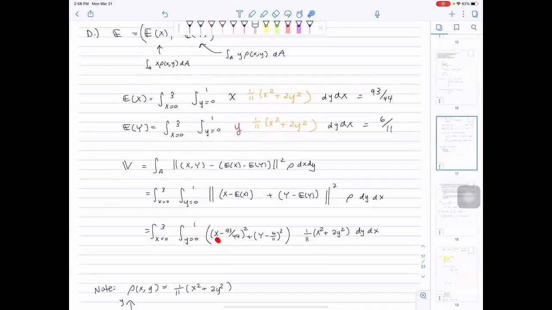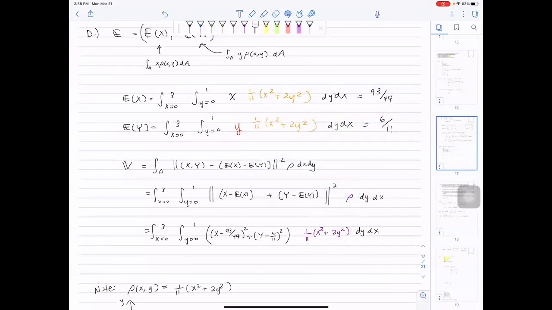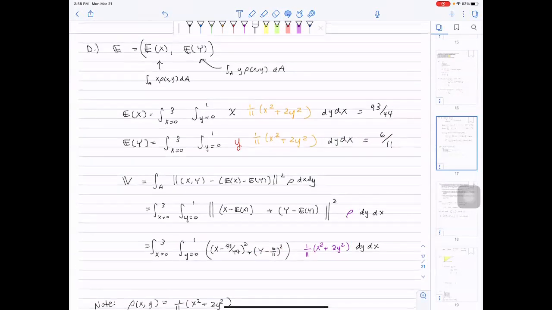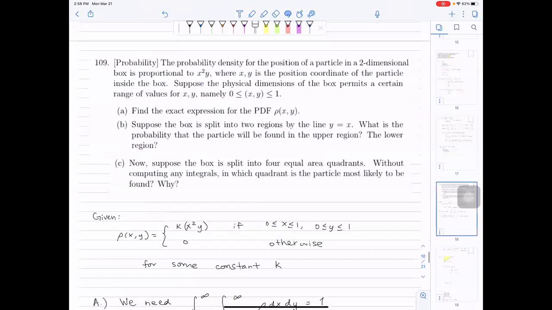But now we're going to have x minus that expectation we found squared plus y minus that expectation squared times your density, which is in purple now. Okay. Any questions on that? Okay, let's do another example.